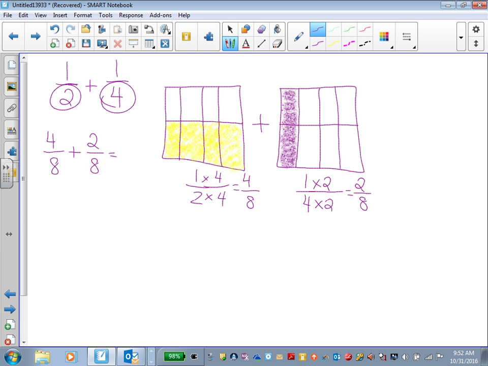Do we have the same denominators now? Yes. So now all we have to do is add our numerators. What's 4 plus 2? 6. And our denominator will stay the same.